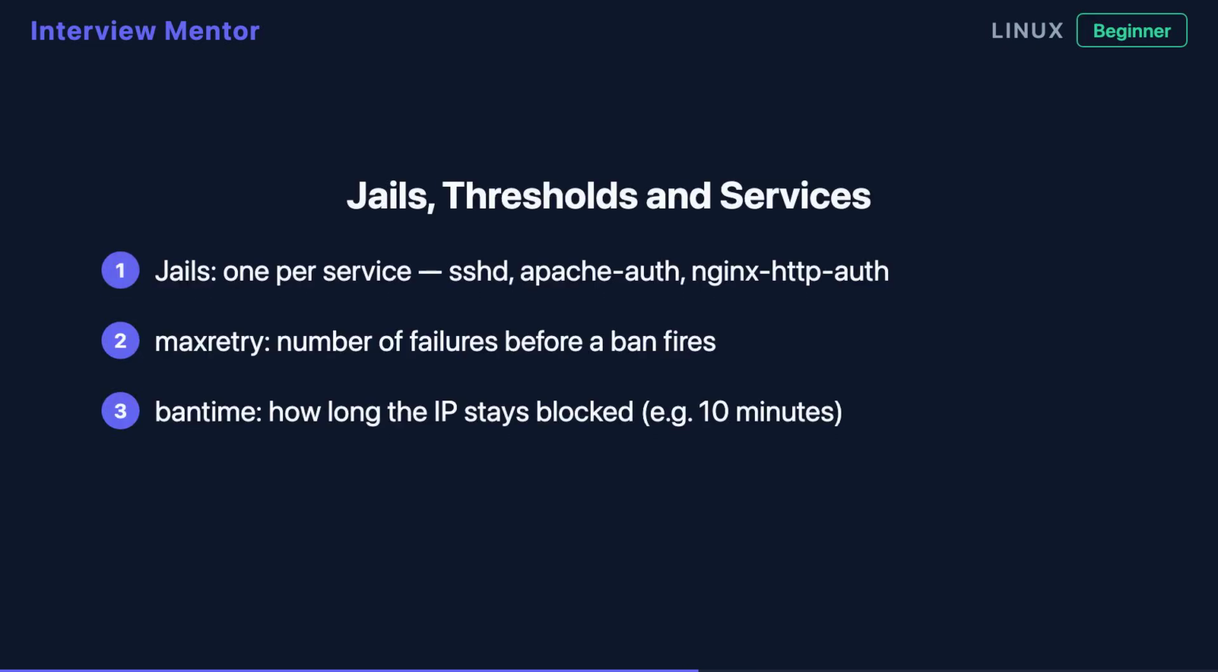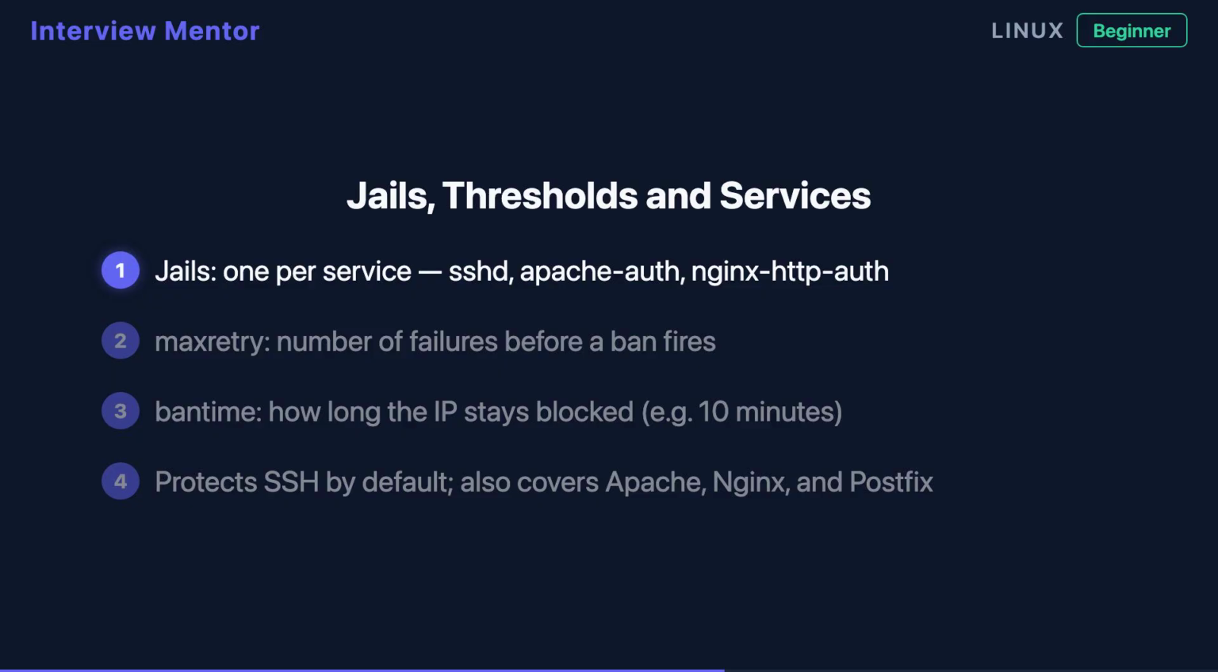Fail2ban organizes its protection through jails, one per service. Each jail defines which log file to watch, how many failures trigger a ban with maxretry, and how long the ban lasts with bantime. SSH is protected by default, but Fail2ban ships with ready-to-use jails for Apache, Nginx, Postfix, and many other services.